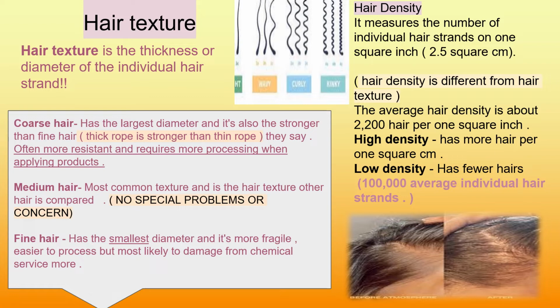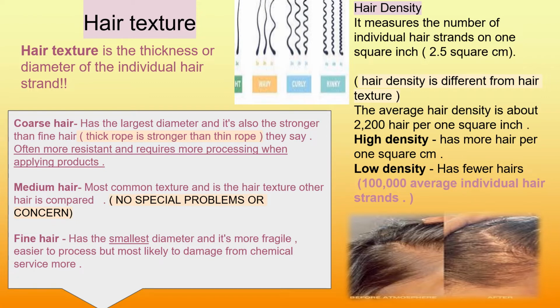Going back to hair texture: coarse hair, medium hair, and fine hair describe texture. Coarse hair has a large diameter and is also stronger than fine hair. A thick rope is stronger than a thin rope. Coarse hair is often resistant and requires more processing time.